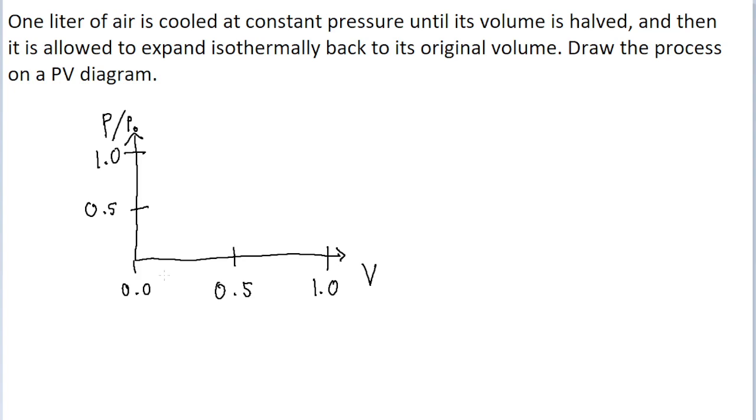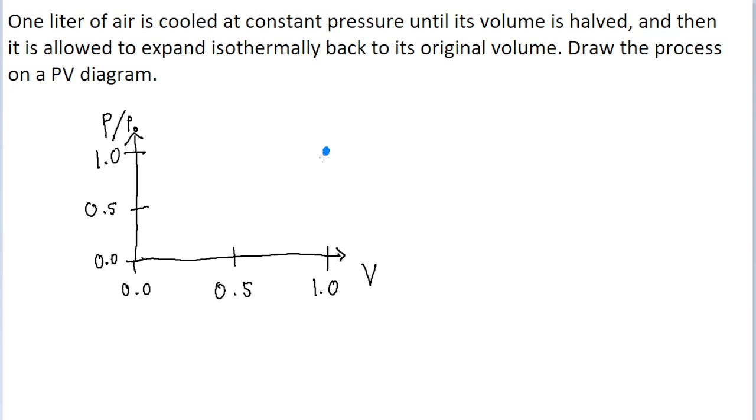Now that we've got the axes labeled, let's begin actually looking at what the problem tells us about the process. We're told that we're starting with 1 liter of air, and then it is going to be cooled at constant pressure until the volume is halved. So we're starting along this point, and with our initial pressure value, that means that the ratio is going to be 1. So our starting point is going to be right here at the top right, with a volume value of 1 liter, and a pressure to initial pressure value of 1.